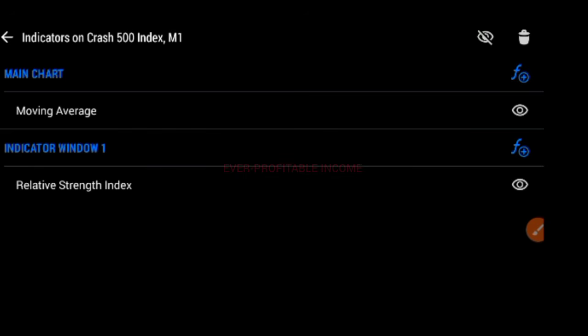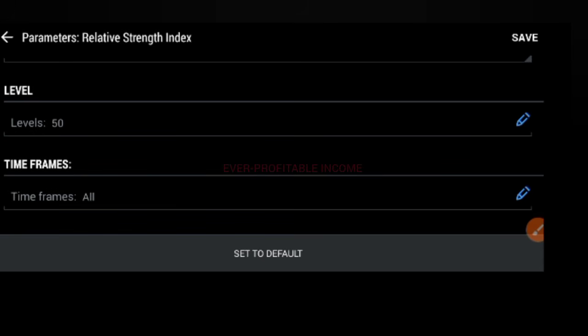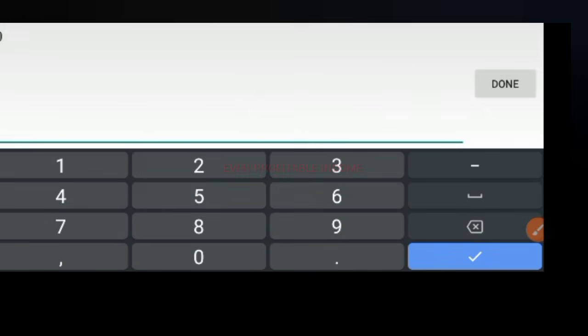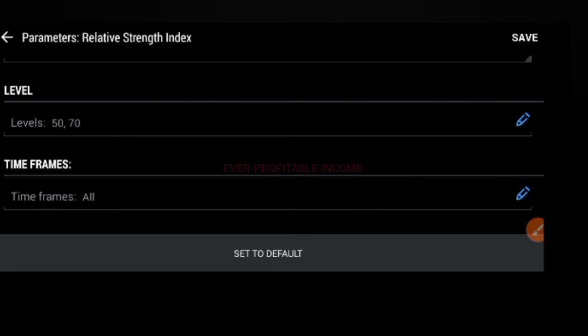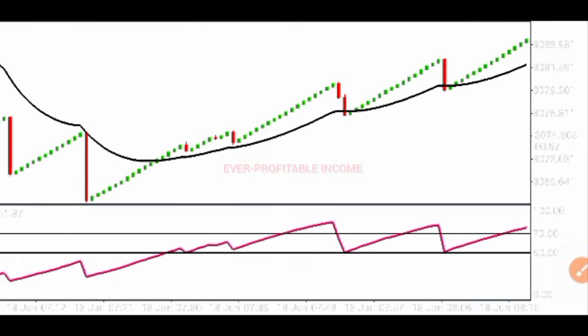Now let's head over. Let me add the level 70 again, so we can illustrate what I'm trying to explain to you. So this is level 70. Okay, so we'll click on save. So let's head over to our charts.